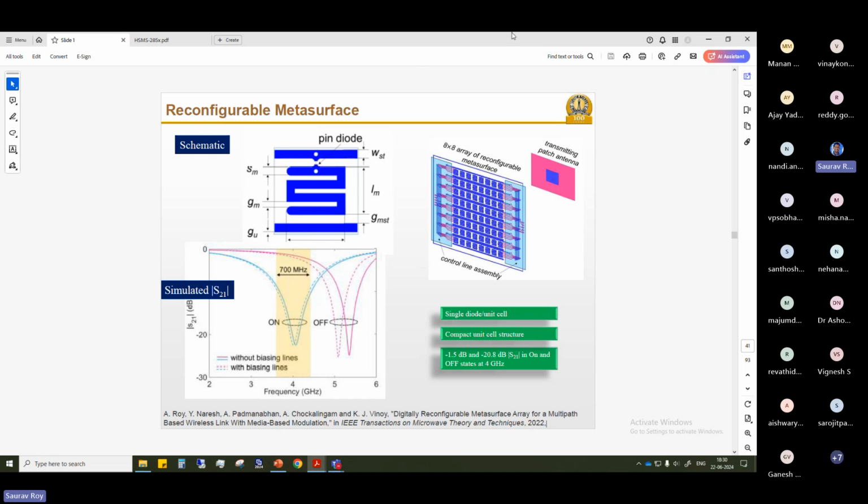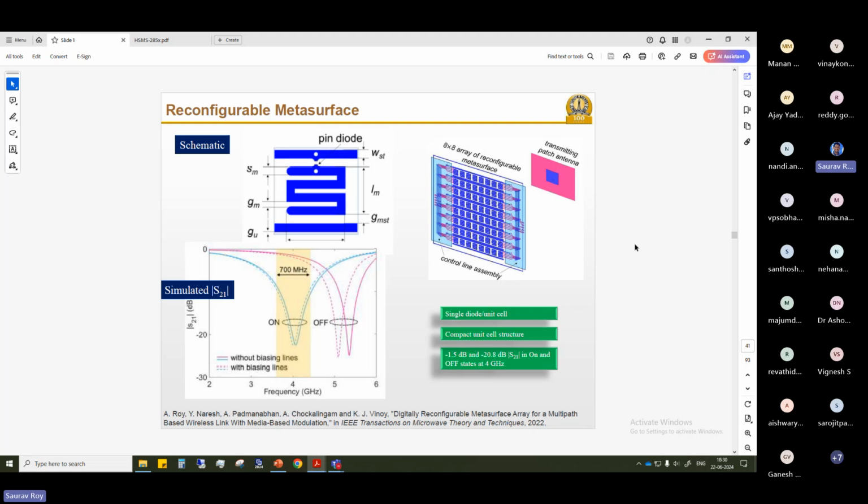Okay, so if you have an array like the 8 cross 8 array we have made here, and you switch the PIN diodes on the surface, it will either let the signal pass through or block it. So it's kind of like a filter, but a reconfigurable filter, because we have PIN diodes and all these PIN diodes are controlled through a circuitry. By changing this circuitry or diodes, it will generate different variations of the signal.